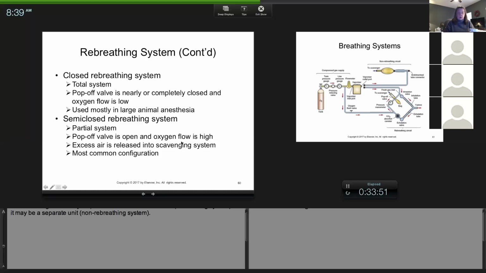Pop-off is open and your oxygen flow is high, usually around 1 liter, somewhere around there. And then the excess gas goes out the scavenge system. And that's the most common. There is closed, low flow. But again, that's more of a special technique. I want to just focus on the main, what you're going to be doing daily.